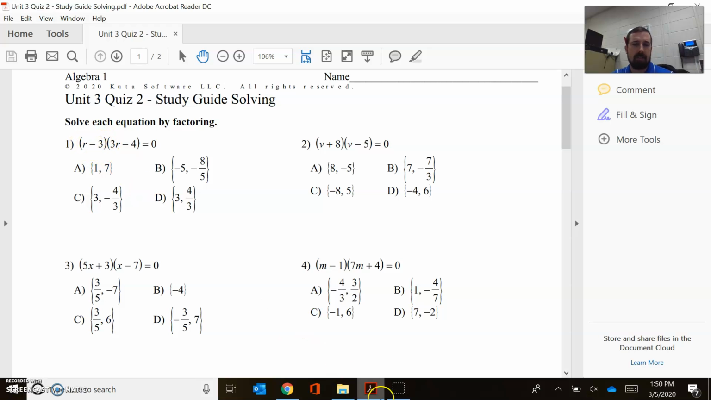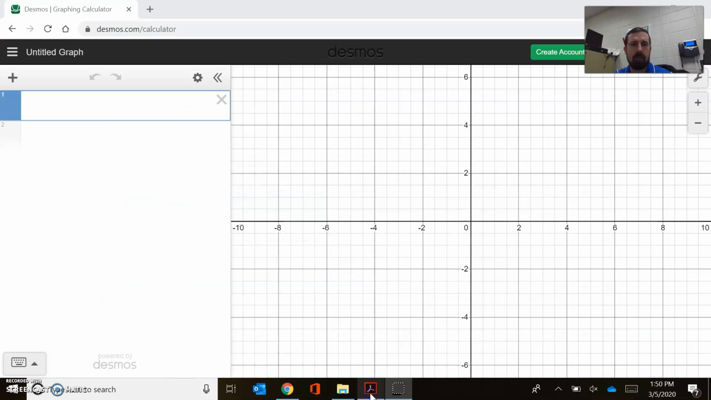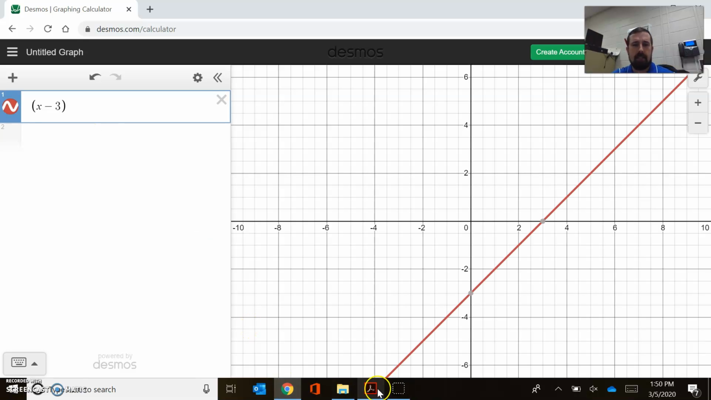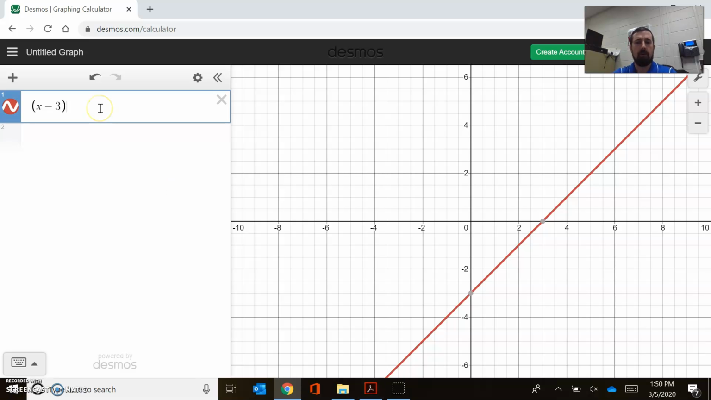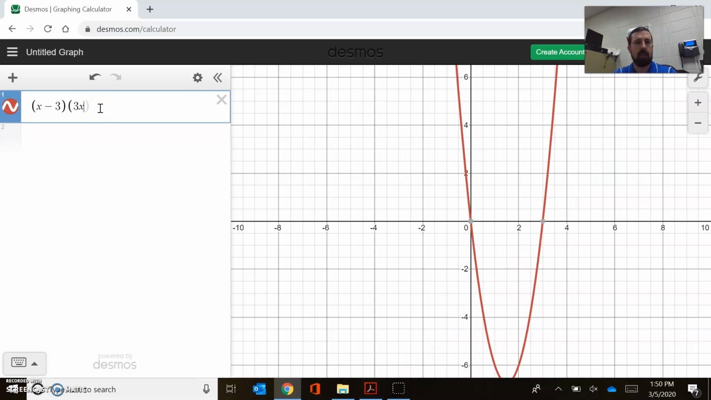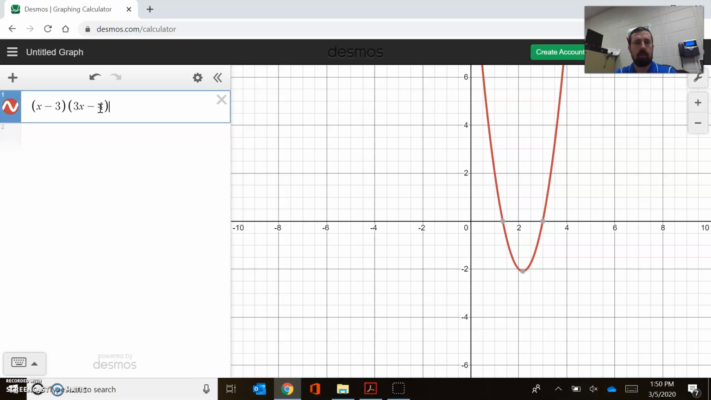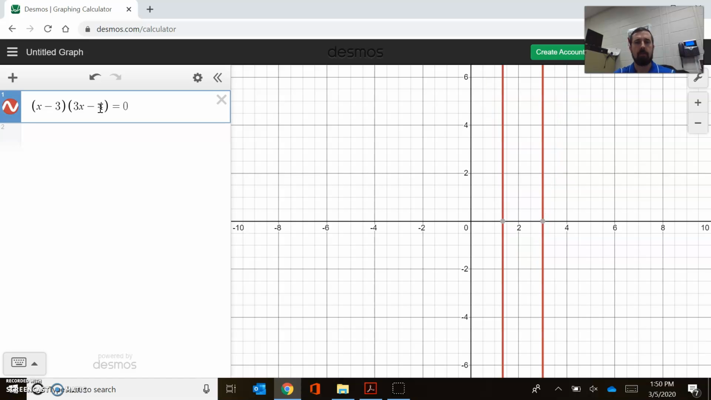So remember what it says there. It says r minus 3 in parentheses, so in here, parentheses, x minus 3. And then it says parentheses 3x minus 4, and then I believe it says equals 0.